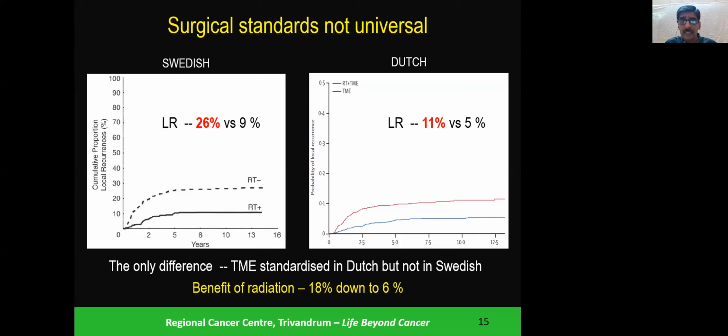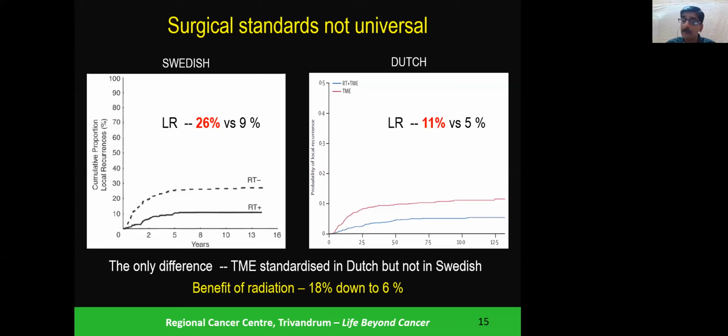So if you look at the Swedish trial and the Dutch trial, the local recurrence with surgery alone is 25% in the Swedish trial, whereas it is only 11% in the Dutch trial. The difference is that the Swedish trial did not have TME as a standard surgical technique, whereas the Dutch trial had TME as a standard surgical armamentarium. So by standardizing surgery alone, you can bring down the local recurrence from about 20% to 10%. And by adding on radiation, you can further bring it down to single digits.